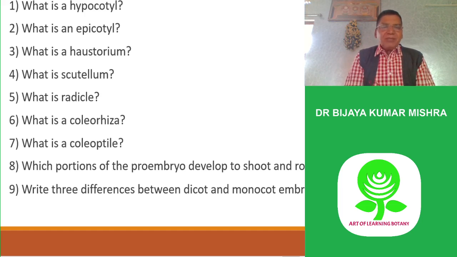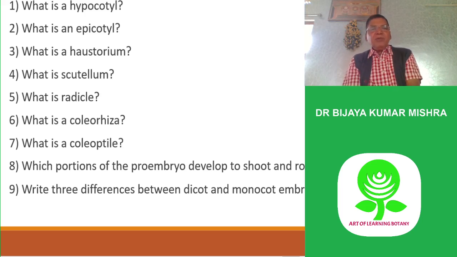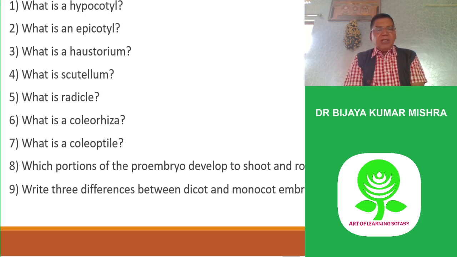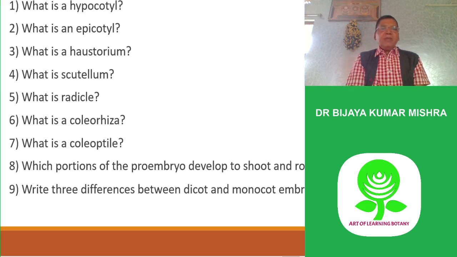Then scutellum is absent in dicot, scutellum is present in monocot. Coleoptile and coleorhiza are absent in dicot, they are present in monocot. Suspensor is larger in dicot, smaller in monocot. So you can write all these points. So why is the radicle present towards the lower side, towards the micropyle? Because it will give rise to root. So root should first come, shoot will not come first. First root will come when the seed germinates. So it's present towards the micropyle region.